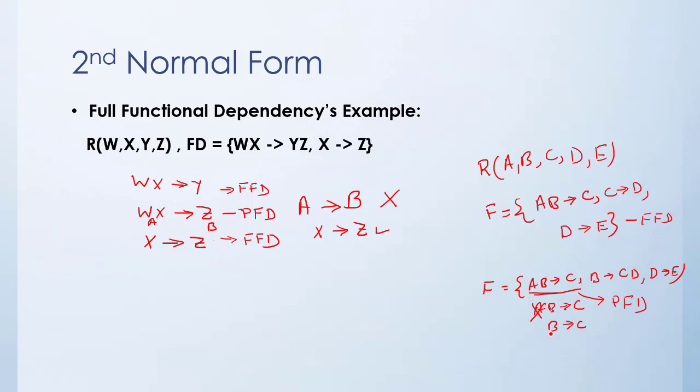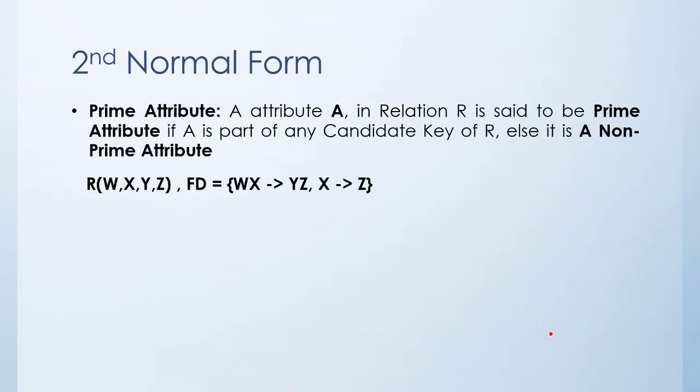So let us discuss the prime attribute. Attribute A in relation R is said to be a prime attribute if A is a part of any candidate key of R, else it is a non-prime attribute. So let us take our previous example. First we have to determine the candidate key of the relation R. Relation R has attributes W, X, Y and Z, and the functional dependencies are given.